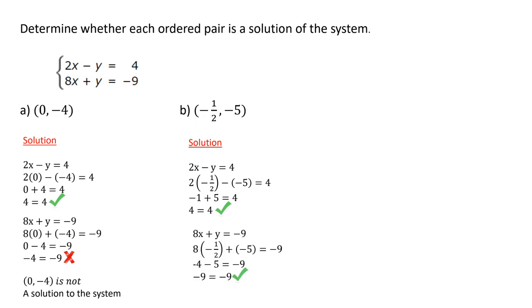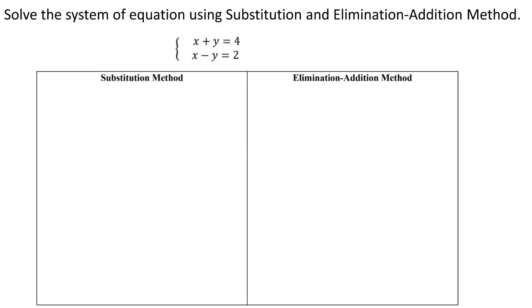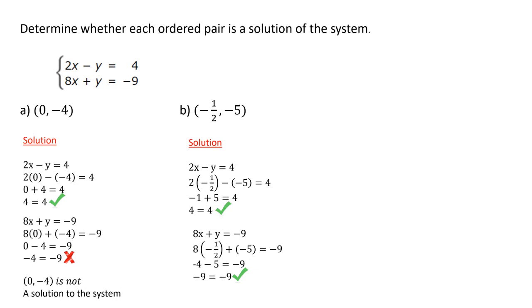So we'll check the second equation. I'm going to substitute -1/2 for x and -5 for y. And if I simplify, I get -4 minus 5, which is -9 is equal to -9. And that is a true statement as well. So we can see here that this point satisfies both equations. And so therefore we can say that the point -1/2, -5 is a solution to the system.